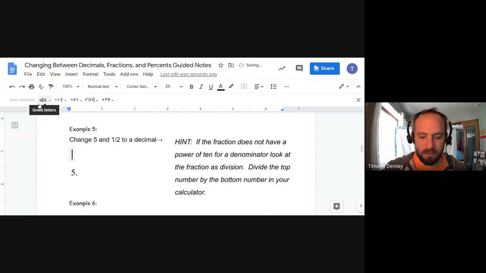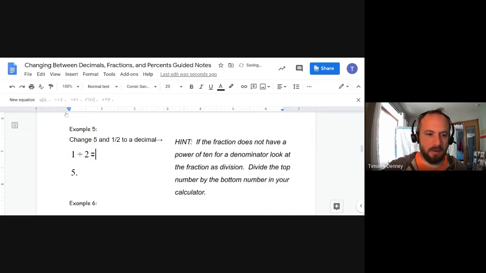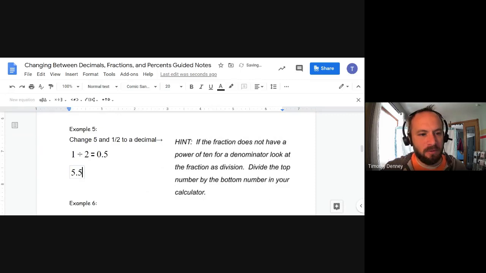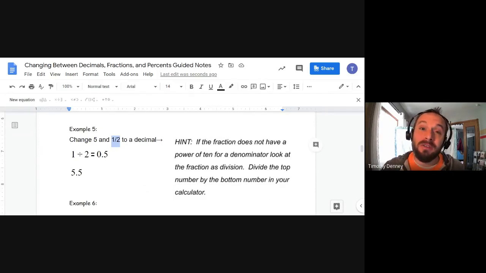I'm going to take 1 divided by 2, and first it's going to give me 0.5, and then I'm going to put that 0.5 right down there. So 5.5. Here, I'll write it this way, maybe. Makes sense here. I'll keep it the way it is. 5.5. Okay. So again, look, every fraction can be thought of as a division problem.